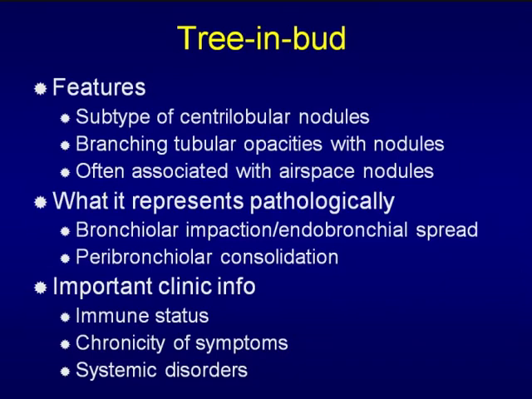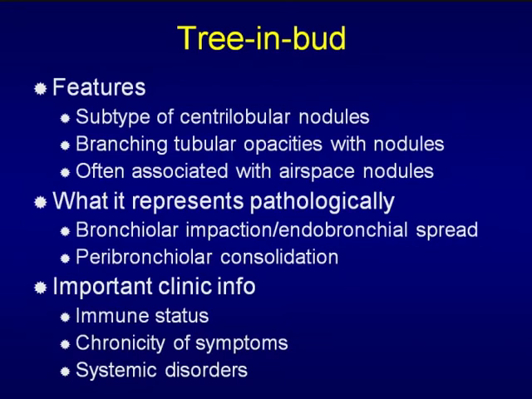And of course, immune status is very important in distinguishing the different infections, or at least the likelihood of different infections. Chronicity of symptoms, more chronic cases, you maybe think of MAC, or maybe think of something else like an invasive mucinous adenocarcinoma. And then there are some of the systemic disorders like HIV, like immunodeficiencies and connective tissue disease.